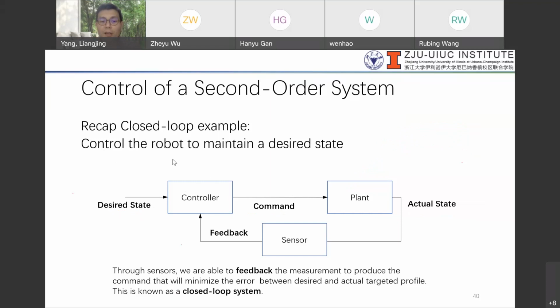Or you can control the robot to maintain this desired state, where you feed back the measurement to produce this command that will minimize the error, right? So this is actually your closed loop system, right? Closed loop system.